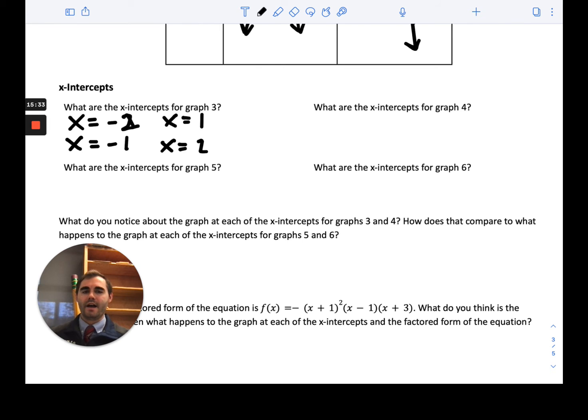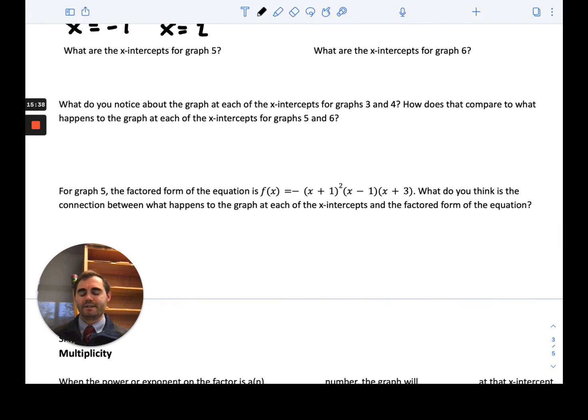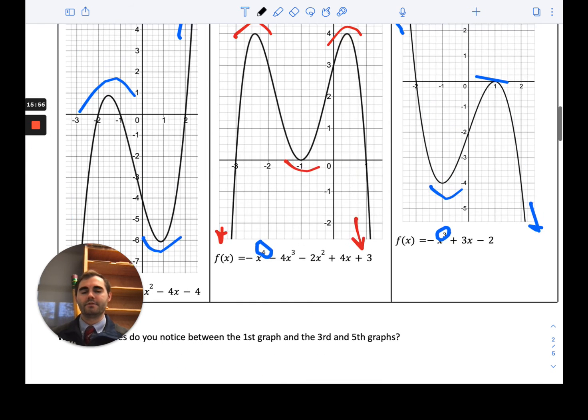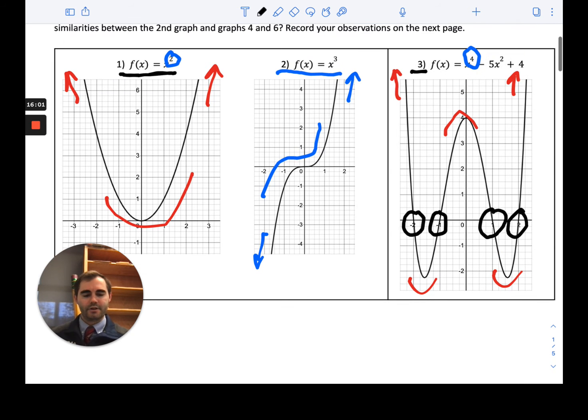Okay, so let's move on now. Let's now take a look at the x-intercepts themselves and what's happening with the graph as we get to each of those x-intercepts. So let's take a look at graphs number 3 and 4. It says, what do you notice about the graph at each of the x-intercepts for graph 3 and 4? So let's go back up to the top here. If we look at graphs 3 and 4, I'm looking at graph number 3 here on the right, and looking at what is happening at each of those x-intercepts.